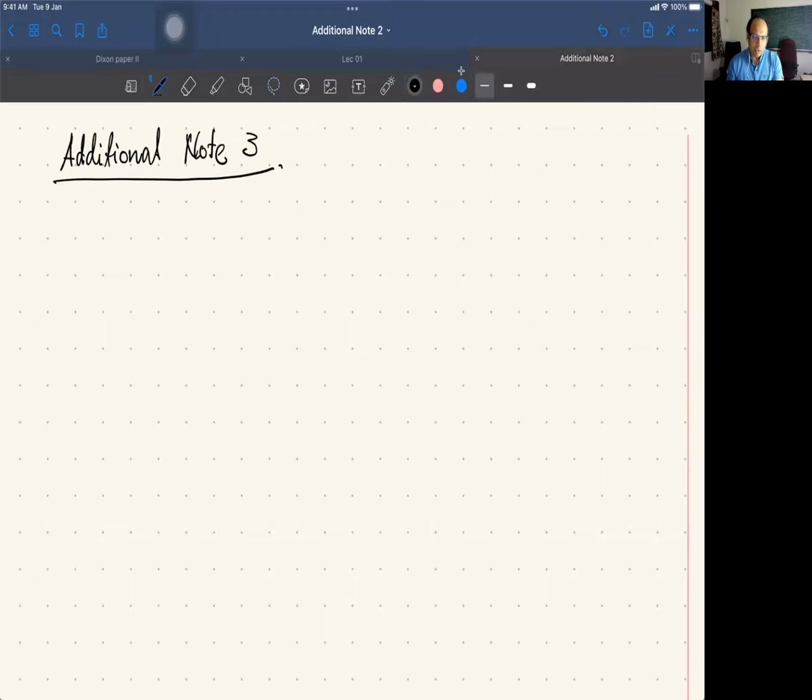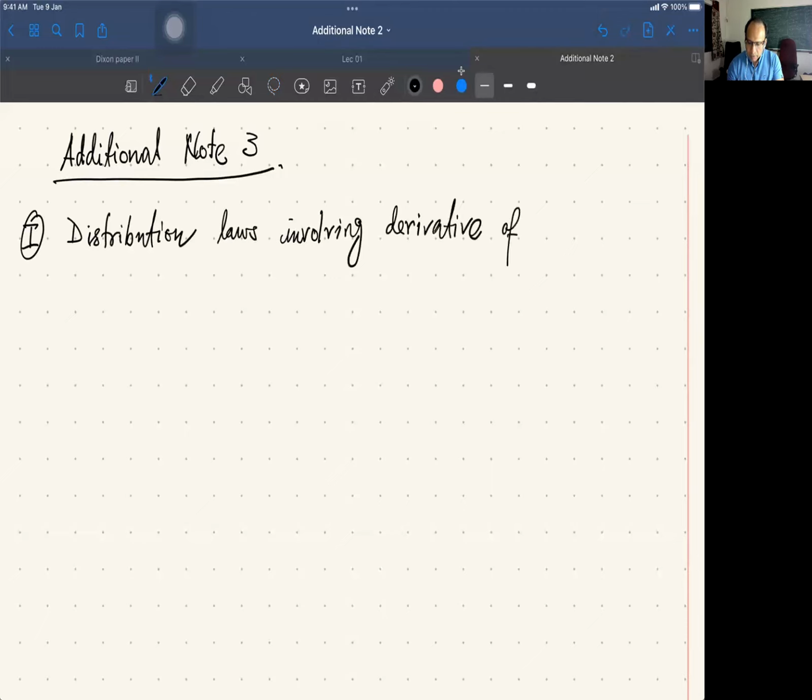So during lecture 2, I left some loose ends, a couple of topics, and I promised to discuss that separately, and that's what I'm going to do now. So the two topics are, number 1, distribution laws involving derivative of Dirac delta function, and the second topic is functional derivatives.